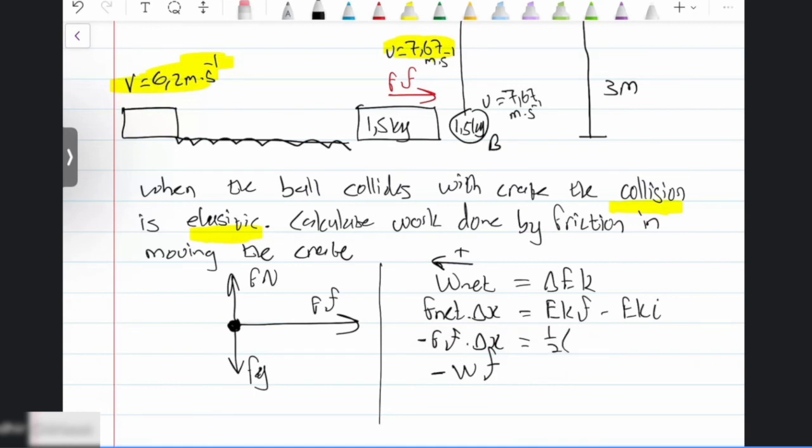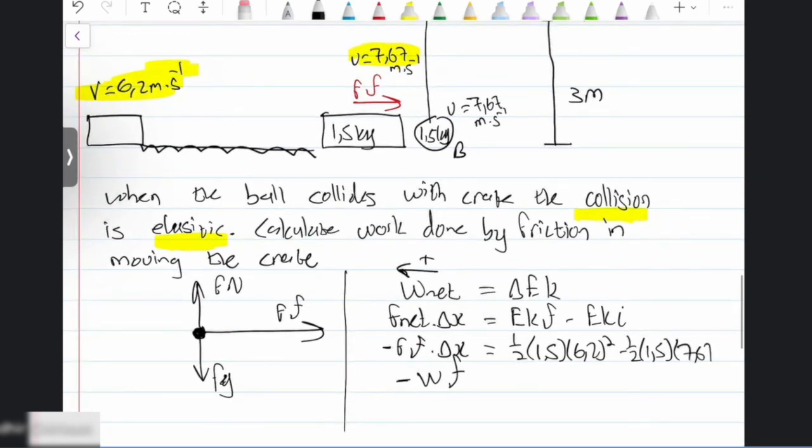EK final is a half times 1.5 times the final velocity of 6.2 squared minus a half times 1.5 times 7.67 squared. And this will be the work done by my friction. We'll just convert it to a positive at the end. And that's minus 15.29. So the work done by friction is just 15.29 joules. And that's that.